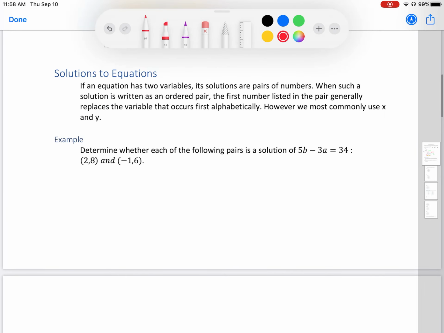Moving forward, solutions to equations. If an equation has two variables, its solutions are pairs of numbers. When such a solution is written as an ordered pair, the first number in the pair generally replaces the variable that occurs first alphabetically. However, we most commonly use x and y. All right, so let's talk about coordinate points. We will usually see x, y, but we can use any variable we'd like. If you see another variable, just keep in mind that it's always your first in the alphabet, followed by whichever one is next.